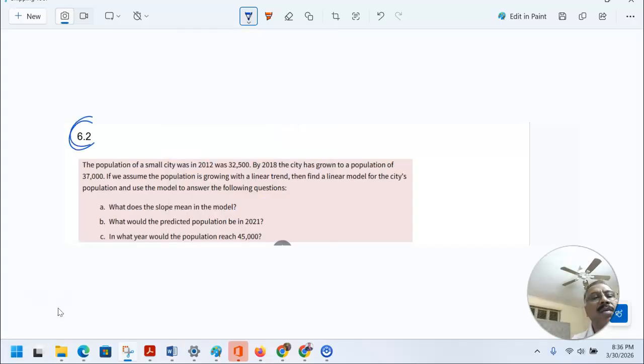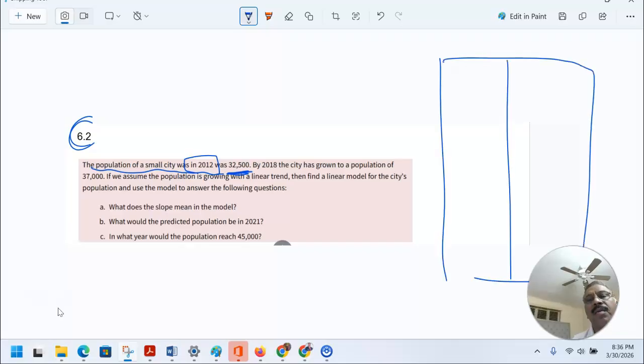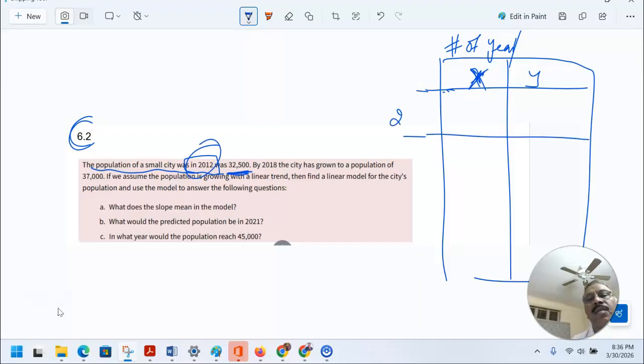Okay, 6.2. The population of a small city in the year 2012 was 32,500. So if I want to make a table, remember I always like to make a table, x and y, and x could be number of years since, like in the beginning, we can call it 2012. So this is 2012, that's like a zero. So in the beginning, the population was 32,500.